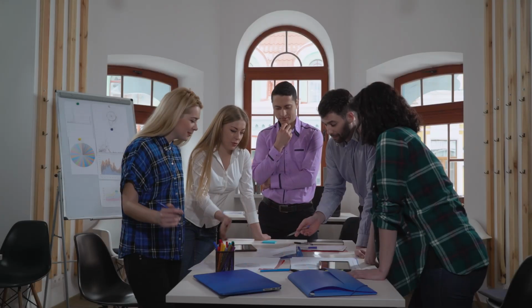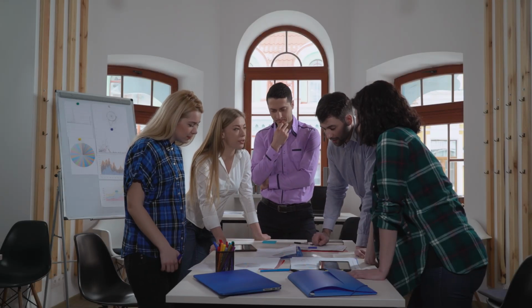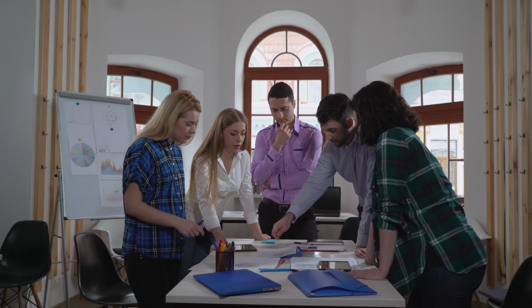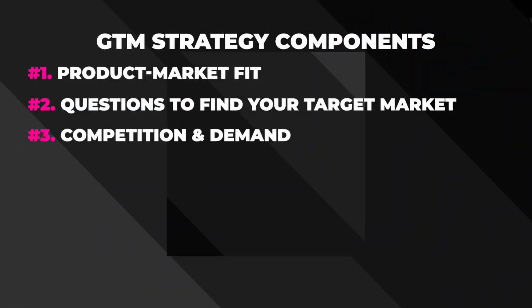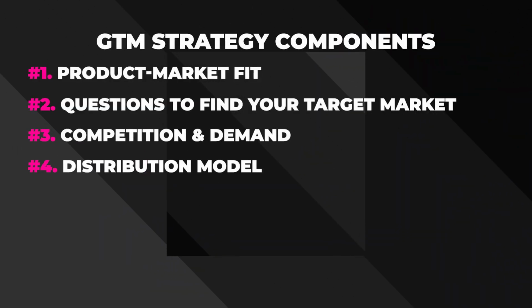Now, your competitors have already established themselves in the market, so it's your job to identify the reasons they give their audience to choose them in order to find an offer that's more compelling. Number 4, distribution model. So how will you get your product or service to your customer?